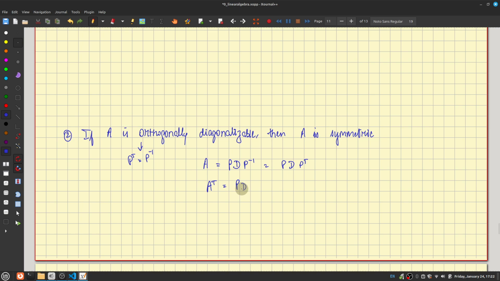A transpose is P D P transpose, whole transpose, which is nothing but P D transpose P transpose, but D is a diagonal matrix, so this is just P D P transpose, which is A. Right? So that's a useful property to know: an n by n matrix is symmetric if and only if it is orthogonally diagonalizable.